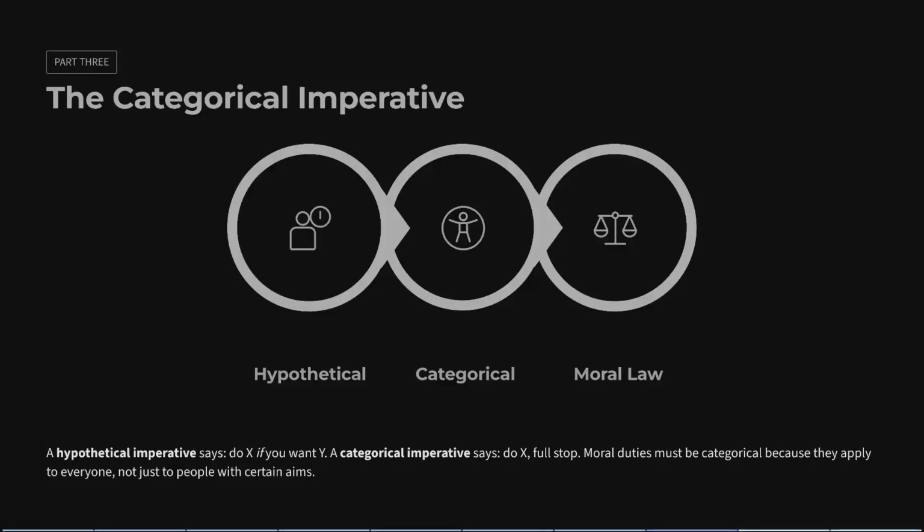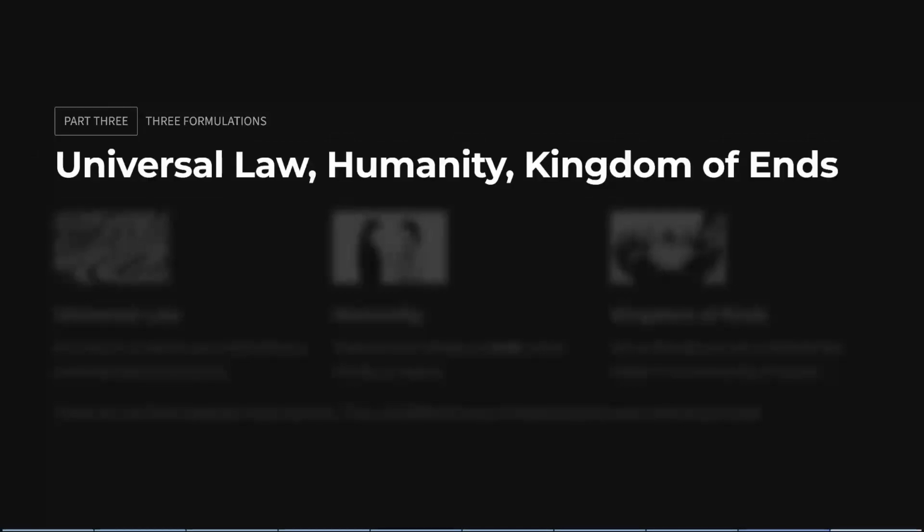Now, the categorical imperative is Kant's attempt to articulate what this unconditional moral demand requires. It is not one rule among many; it is the supreme principle of morality, the single rational standard from which all specific moral duties can be derived. Kant expressed the categorical imperative in three formulations. These are not three separate moral principles. They are three different ways of expressing the same underlying rational requirement, each illuminating a different aspect of what morality demands.